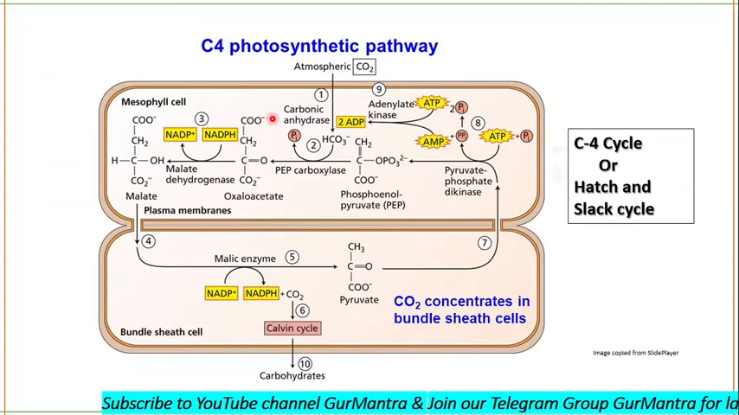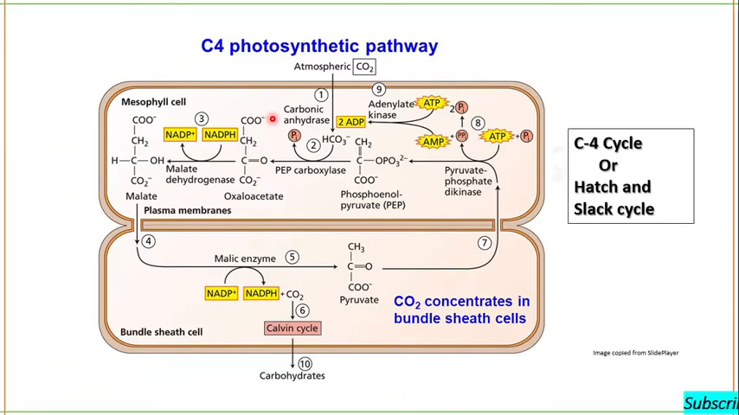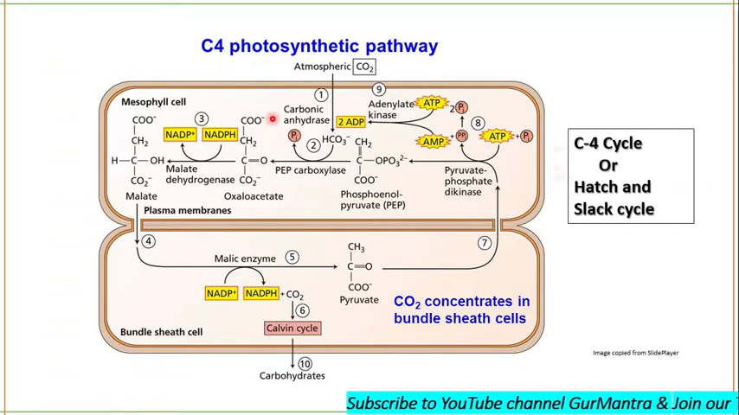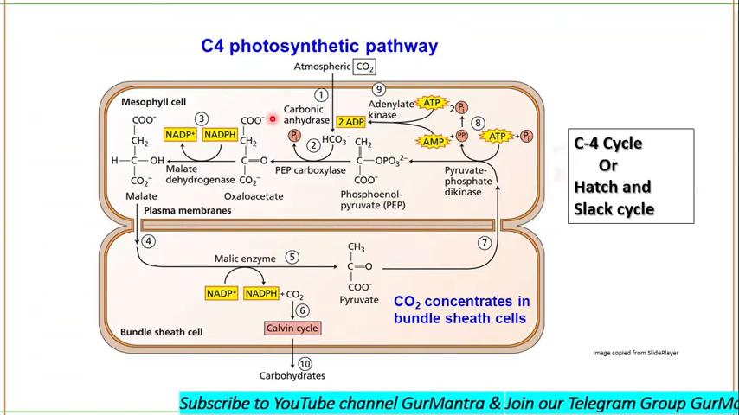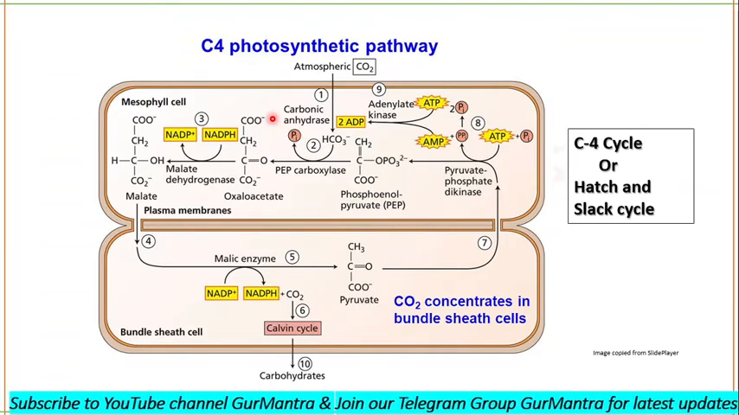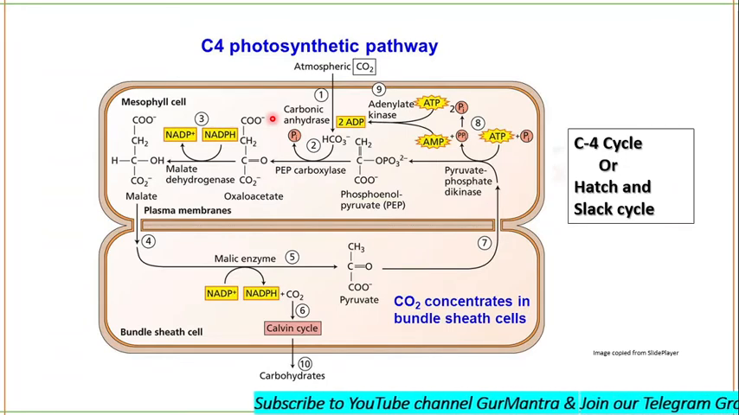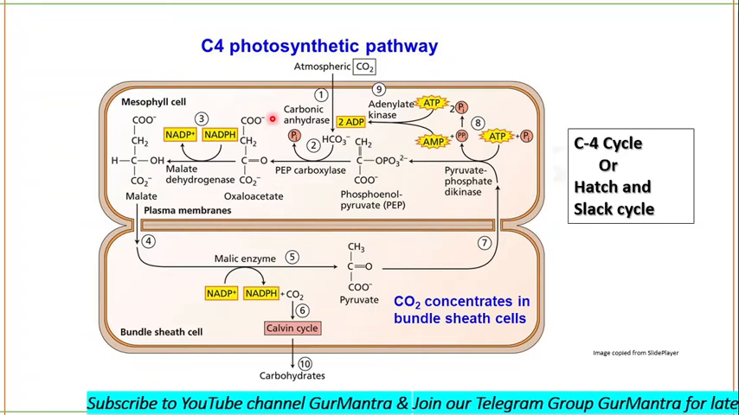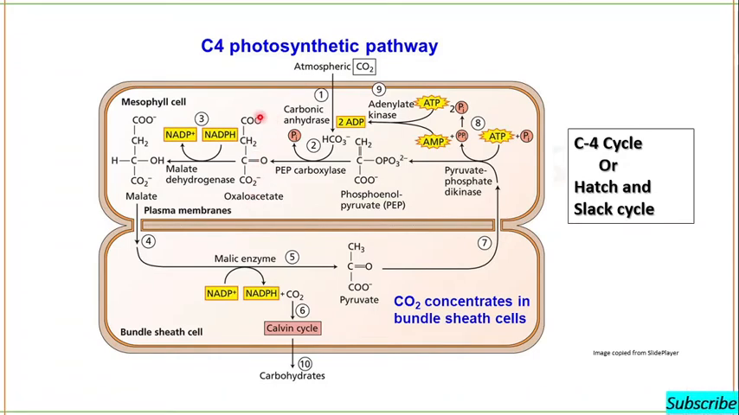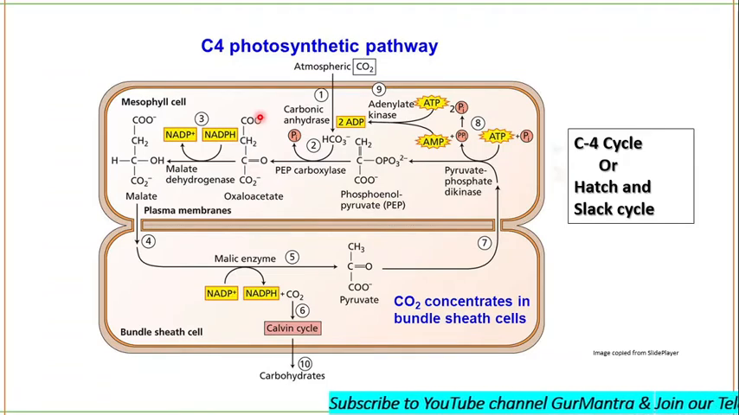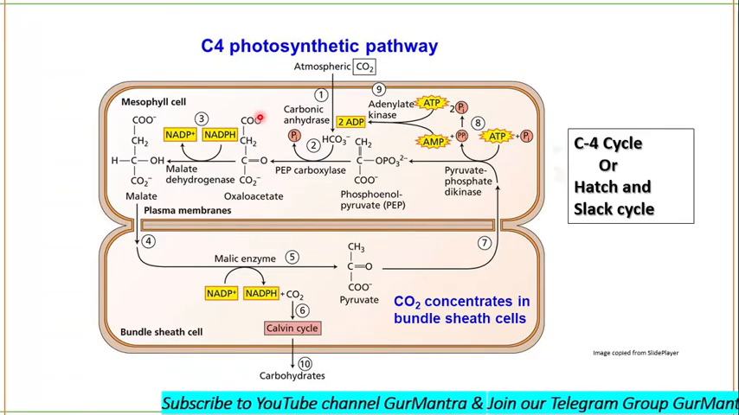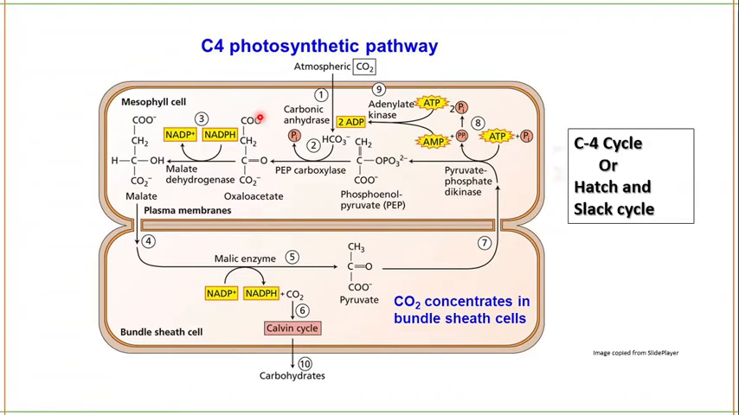So the first stable product in case of a C4 cycle is a 4 carbon compound. That's why we call it the C4 cycle, and the plants in which the C4 cycle is taking place are known as C4 plants. So the first stable product in C4 plants is oxaloacetic acid having 4 carbons. In case of C3 plants, it is phosphoglyceric acid having 3 carbons.